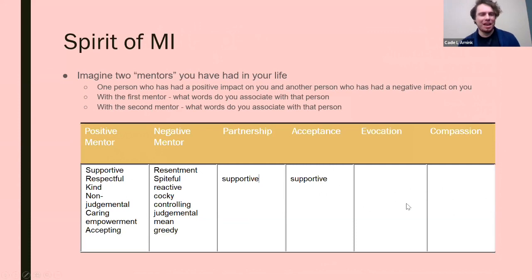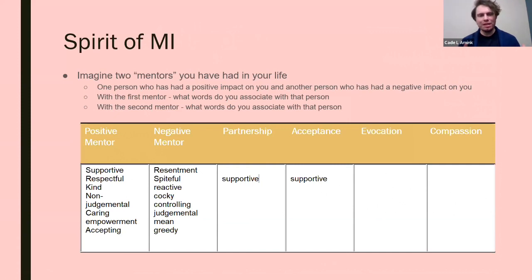How about these words that we've associated with the negative mentor? Do any of these words fit into these categories? Partnership? No. Exactly. And so as we're going through our lives, as we're working with clients, I think this is a really good thing to come back to and remember: how do we want to be? What are the ways we want to be with the client? And when do we recognize that we might be struggling with one of these areas? And how can we think about making these changes in our lives?